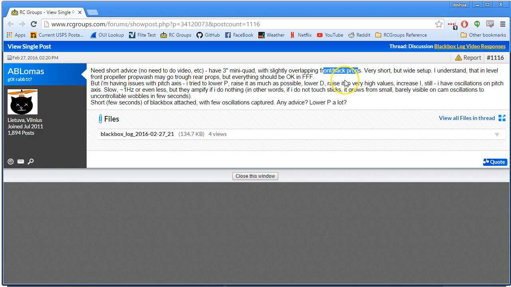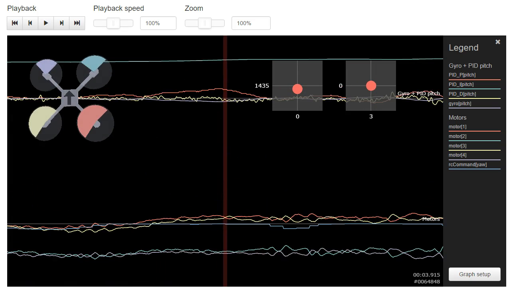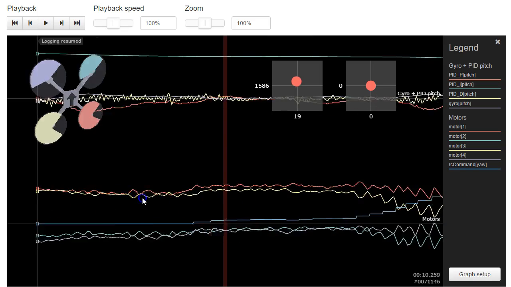So, well, you know, maybe that's it. I don't know, but I mean, you've got a weird thing going on with your setup. So perhaps that's it. I don't know. But there you go. I can tell you what it's not. It's not that your P gain is too high. It's not that your I gain is too high. I'm pretty sure of that.